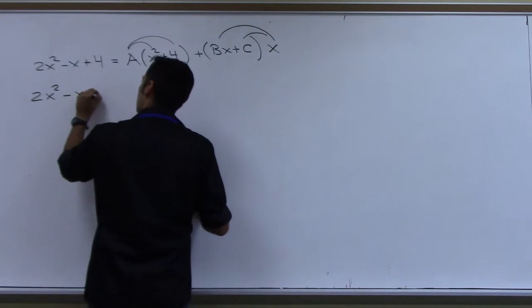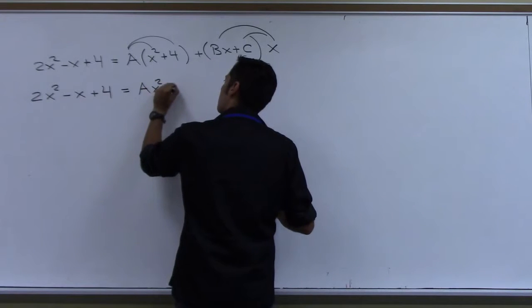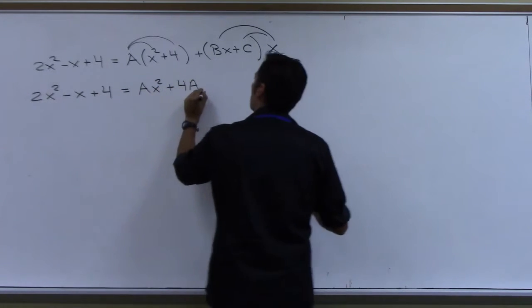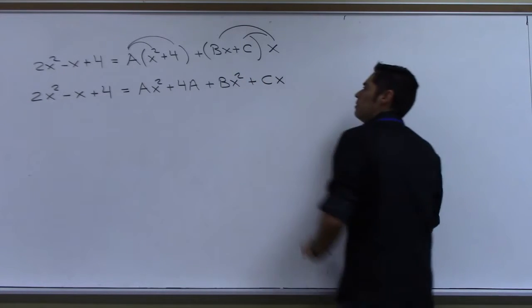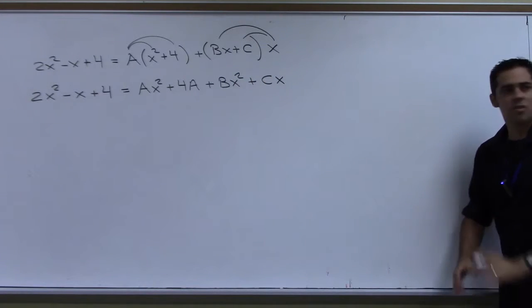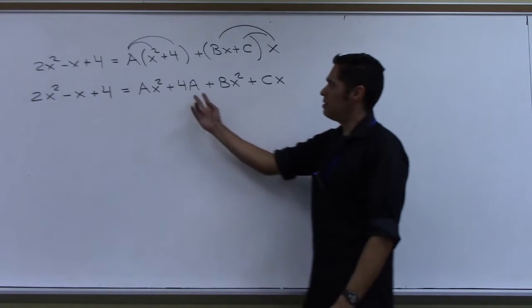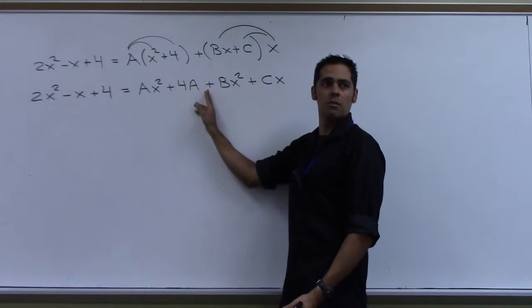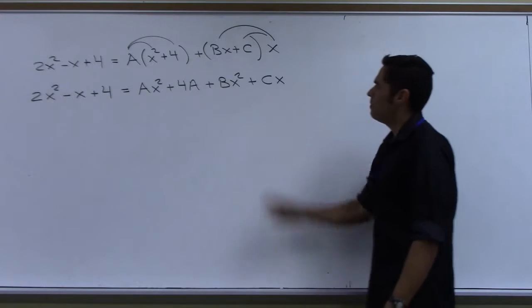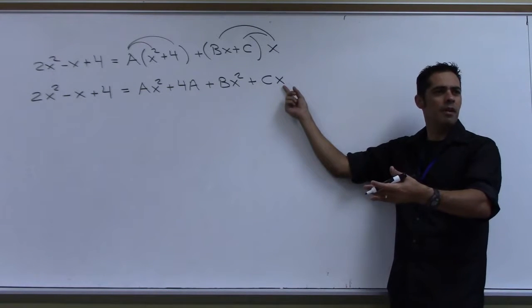So let me put this together. I would get ax squared plus 4a plus bx squared plus cx. So that's just distributing through. When you get things like this, 4 times a, we usually write the 4 times a. We don't write a times 4. Same thing with cx: we usually put the c in front of the x because c is going to be a number at some point.